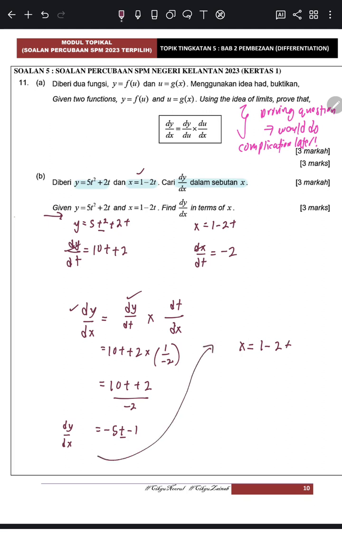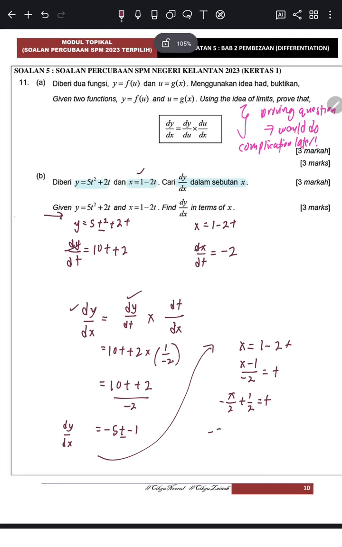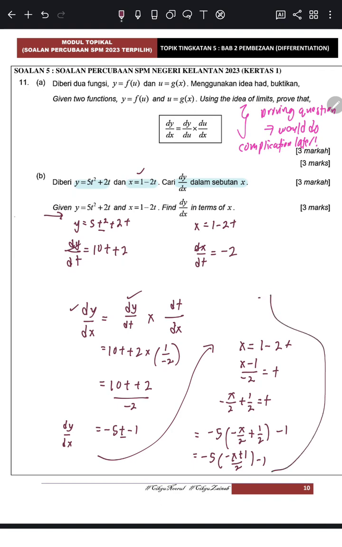Okay, I'll show you here. So x minus 1 over negative 2 equals t, so x minus 1 over 2, that's the value of t. So simply insert it into the equation negative 5t minus 1. So insert t, so negative 5 times negative x plus 1 over 2, minus 1. So the final one, just bring it up here. Sorry for the messy work. I'm really sorry.